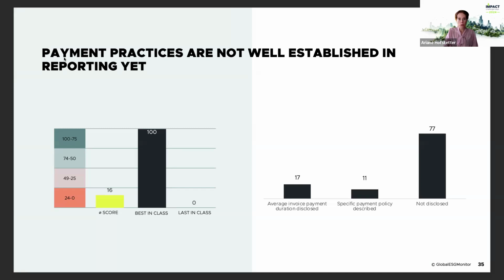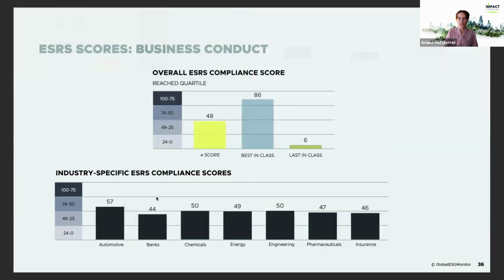With that, I come to my conclusion. And as a conclusion, I want to show you the ESRS compliance scores for business conduct, which we have measured. This score only represents what comes from ESRS, not what comes from GRI, which I have showed you earlier on. And the average score here across our sample is 48%, with the best in class reaching 86% and the last in class 6%.